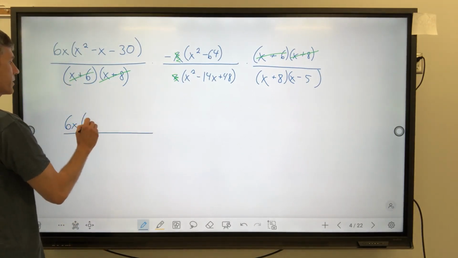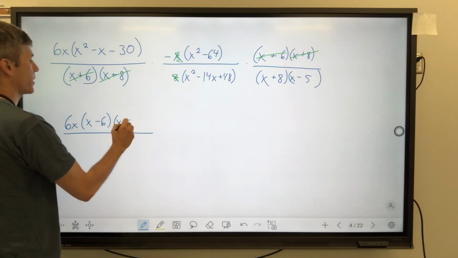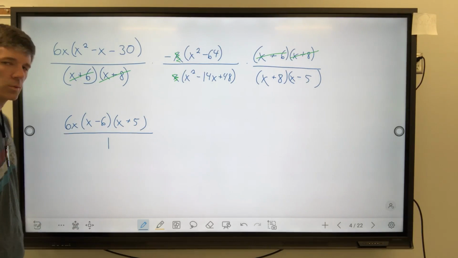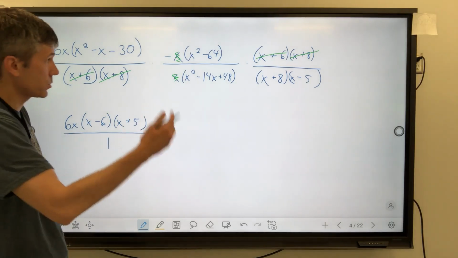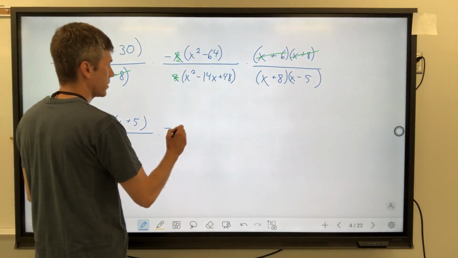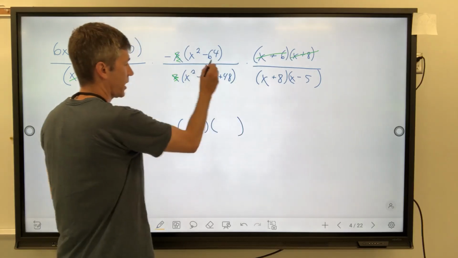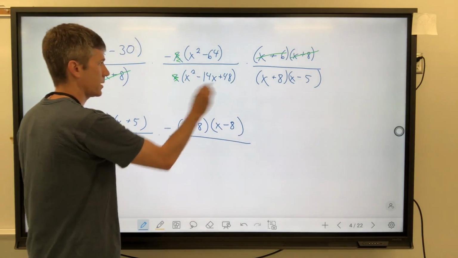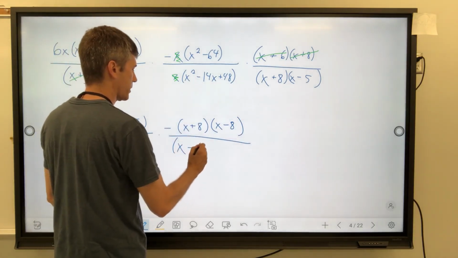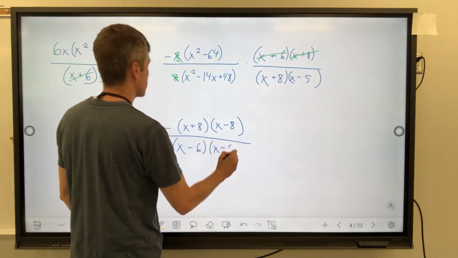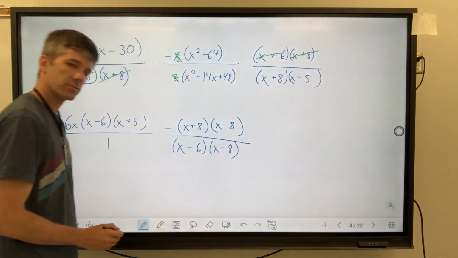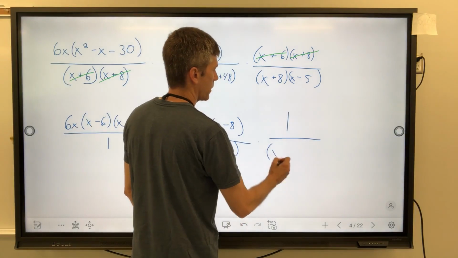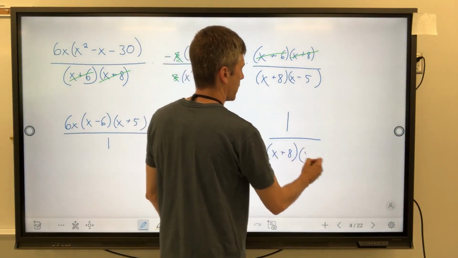6x, more factoring. Factoring never hurt anybody. There we go. Over what? It's gone. Over 1. When it canceled out, there was 1 left. Okay, negative, and then we'll factor this one. This is x plus 8, x minus 8. And then down here, we're going to have x minus 6 and x minus 8. Yep, something's going to cancel there too. And then over here, we're going to have 1, and then x plus 8, and then x minus 5.